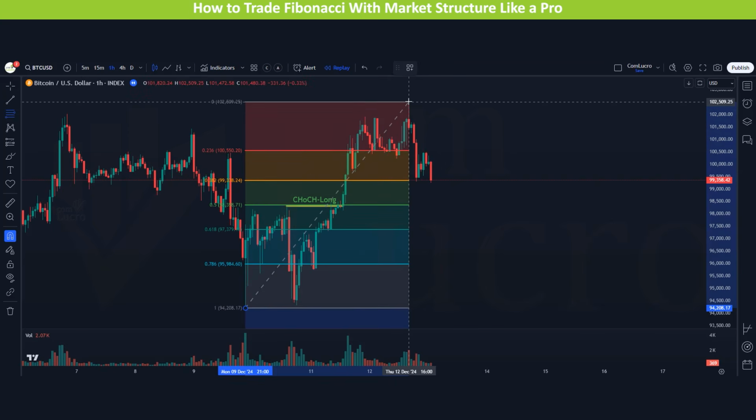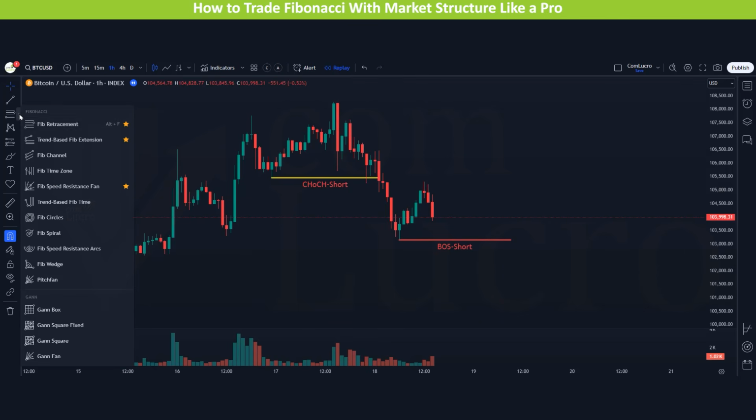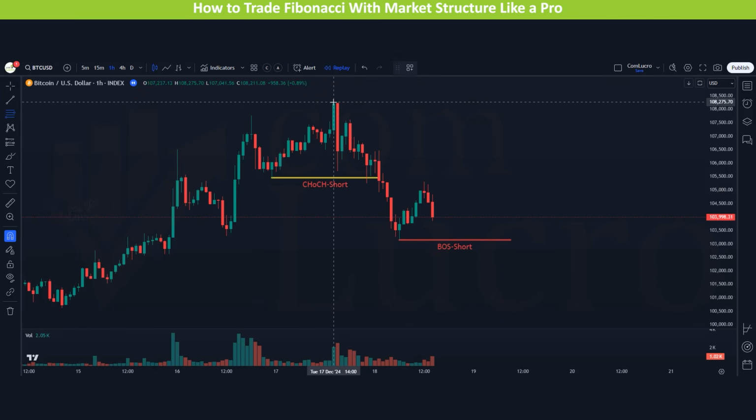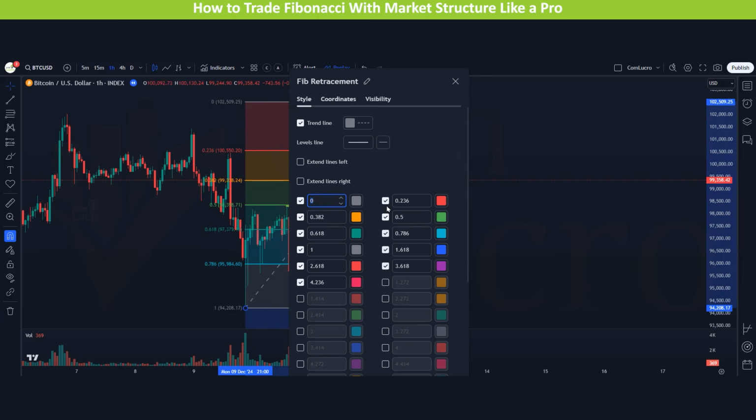For bullish moves, connect the low to the high, keeping 100% at the starting point and 0% at the end. For bearish moves, simply flip it, 100% at the top, 0% at the bottom. Once it's drawn, open the settings so we can clean the tool up for sharper analysis.